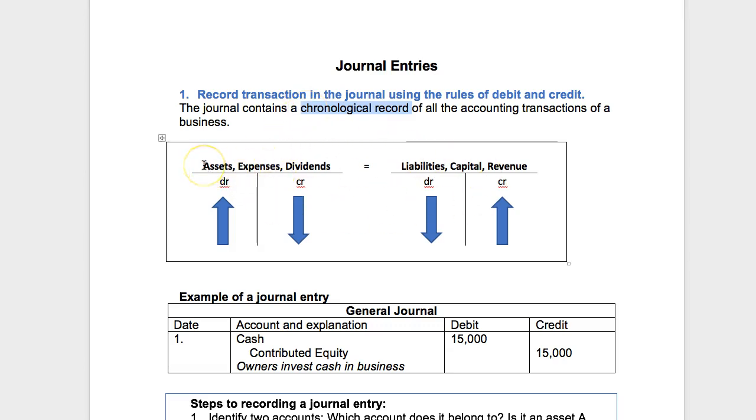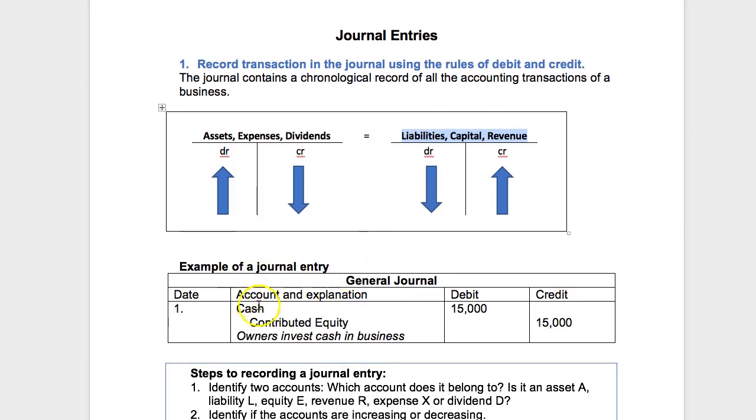So just to review, assets, expenses, and dividends all follow the same rules. When they increase, you record this on the debit side. When they decrease, it's on the credit side. Liabilities, capital, and revenue, when any of these increase, this will be recorded as a credit, and if any of these decrease, it will be recorded as a debit.